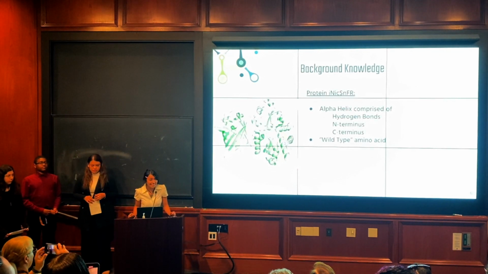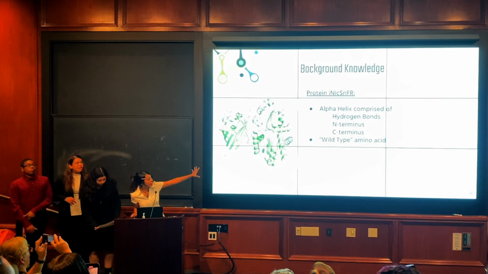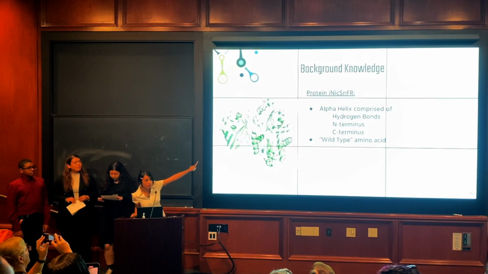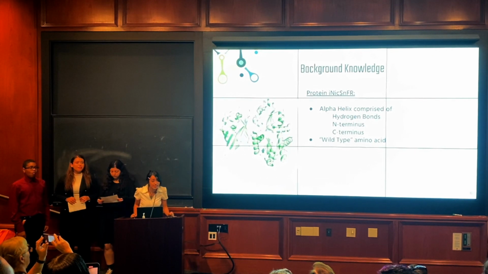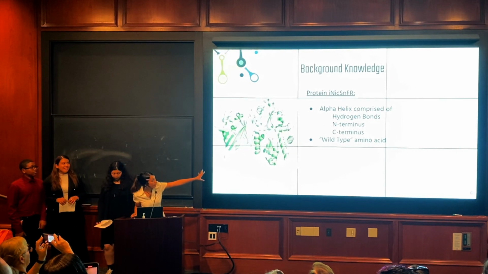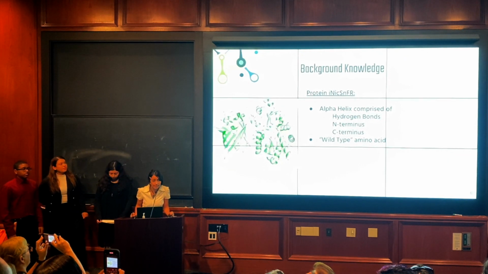Here is protein ionic sniffer. As you can see, there's a barrel-like protein. There are two very distinct structures. There's a barrel-like protein, and right there in the blue and the slightly red, that's a nicotine molecule. On the other side, you can see that there's an array of different coil-like shapes and structures. These are called alpha helices.